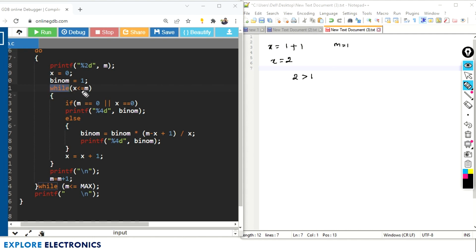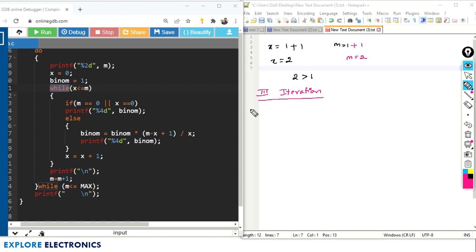So it is not going to satisfy this and it will come out of this while loop. Now it is going to the next line, and m we are incrementing by 1. So m was 1, we are incrementing by 1, and now m is equal to 2. Now our third iteration starts.